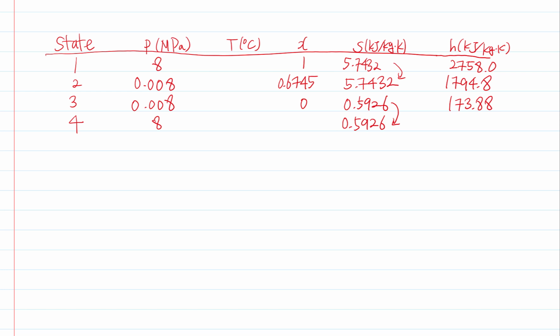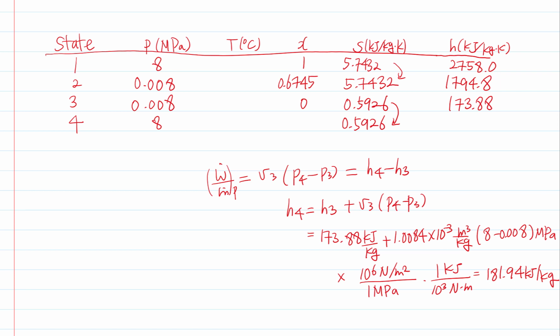And we know that the pump work is approximated by the specific volume at state 3 times the pressure difference P4 minus P3. So we can solve it for H4. So pump work is approximated by the specific volume at state 3 times pressure change between state 3 and state 4. This is the work input required by the pump. And this is same as H4 minus H3. So we solve it for H4. So enthalpy at state 4 is calculated. 181.94.